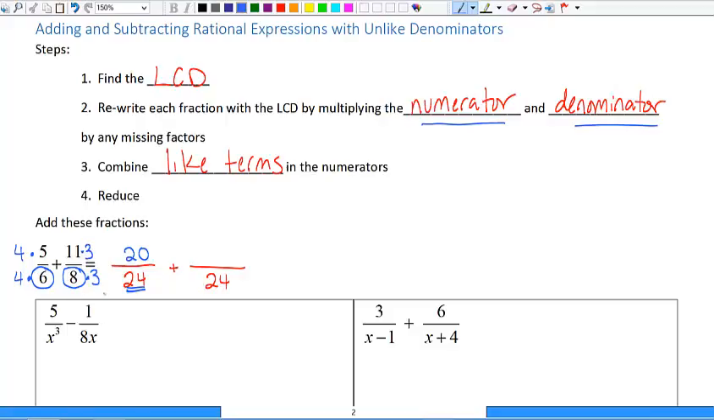So I'm going to multiply the denominator by 3 because 8 times 3 truly is 24. And then if I do it to the bottom, you have to also do it to the top. And that gets me 11 times 3, or 33. When I add my numerators now, I'm getting 53 over 24. And 53/24ths does not reduce, so I am done.